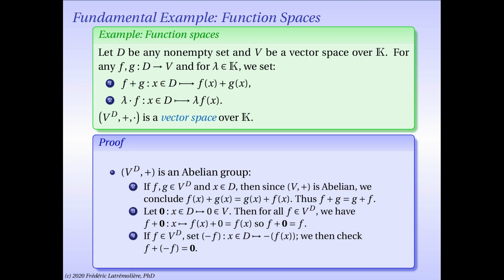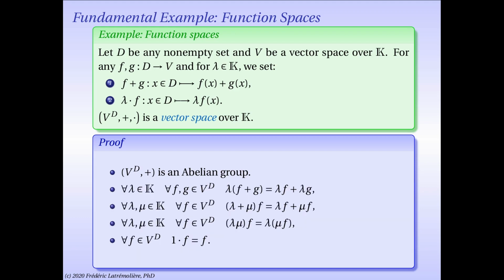Well, what I'm going to do is set minus f to be the function that maps any x in D to the opposite of f of x. f of x is a vector in V, so it has an opposite for the addition. It is just a matter of checking that f plus the opposite of f, in the sense of bullet point 1 in the green box above, is indeed equal to the constant function 0, my neutral element for the addition. So I have shown that the set of functions from D to V with this particular addition is indeed an abelian group.